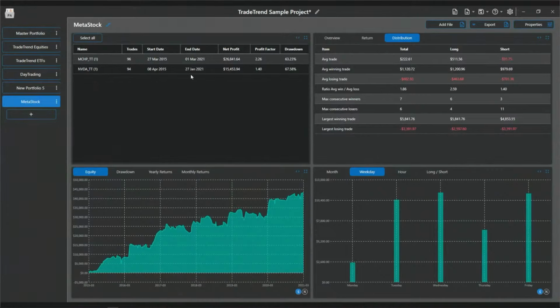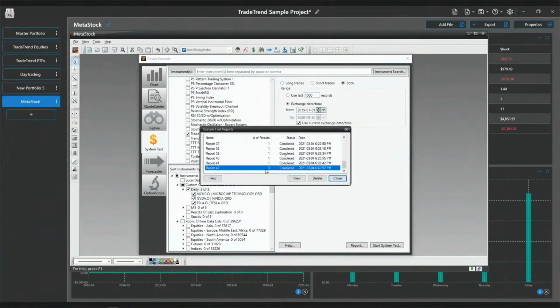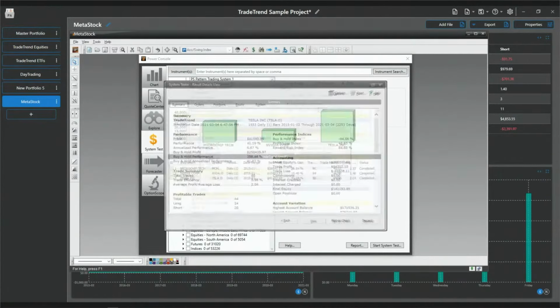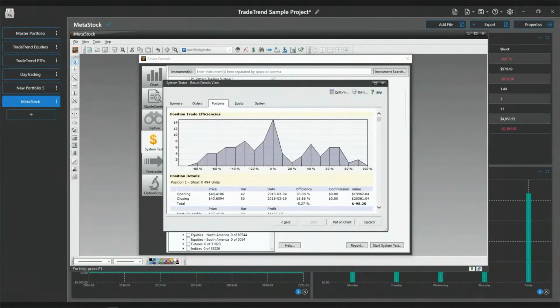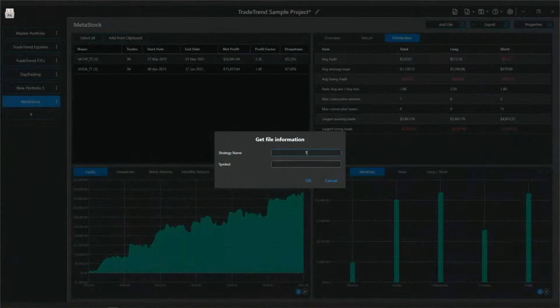And finally, we'll do the same thing. Please bear with me with Tesla, our last instrument in the report. So Tesla, double click. We go to positions. We select everything, copy, back to Portfolio Architect, Add from Clipboard, give it a name, and we apply it.